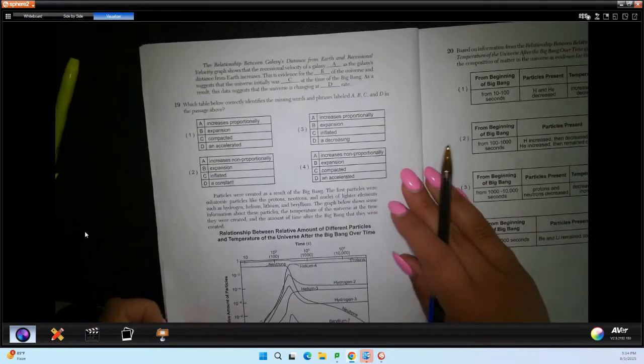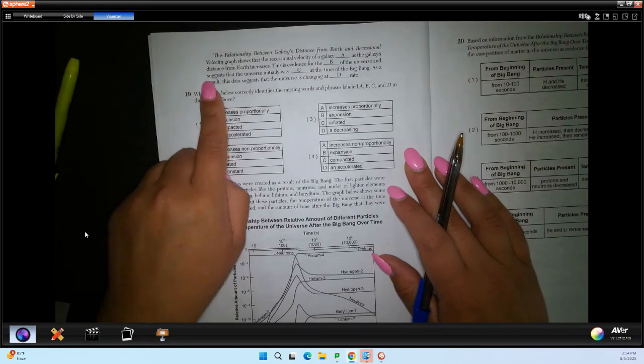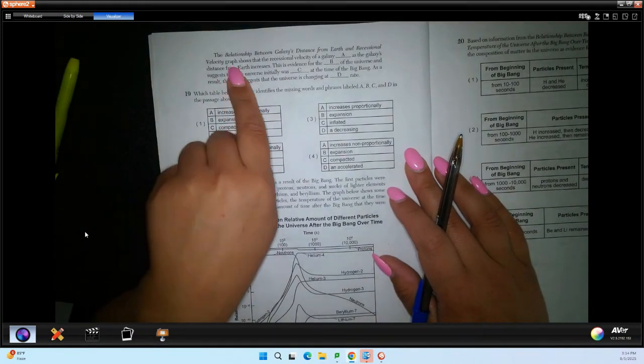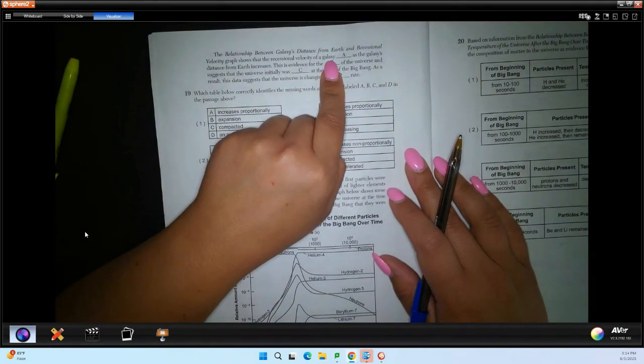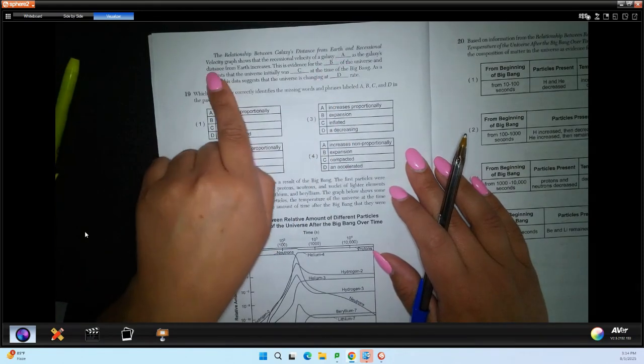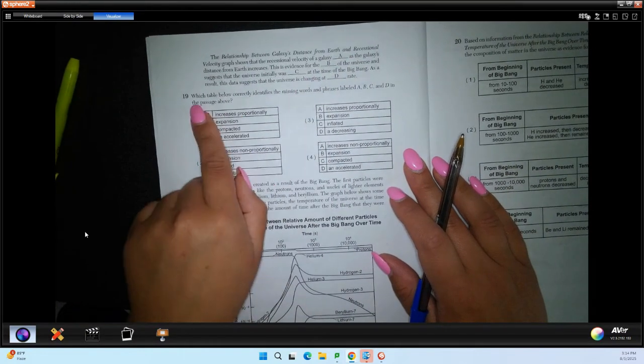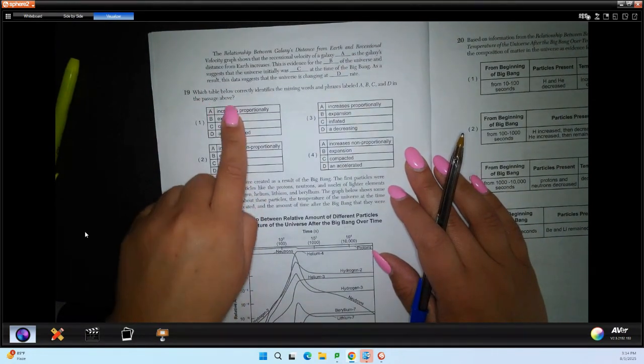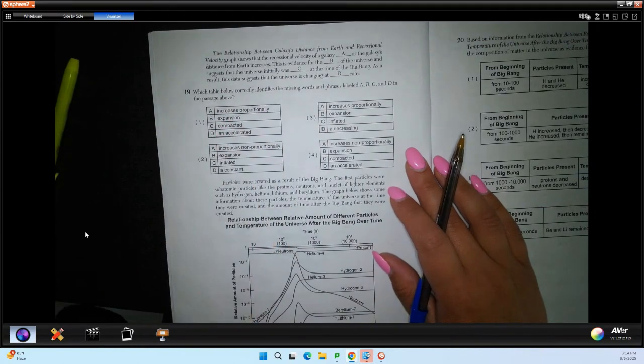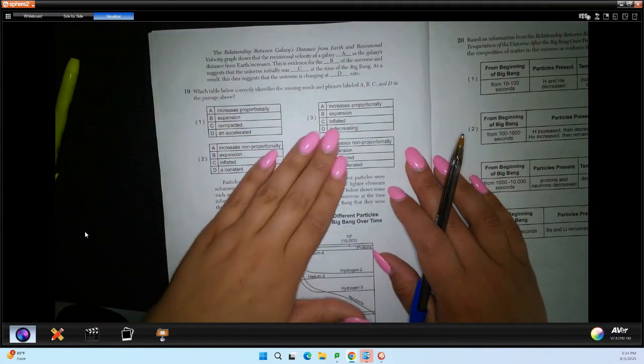Okay. So question 19 says the relationship between galaxies' distance from Earth and recessional velocity graph shows that the recessional velocity of a galaxy blank as the galaxy's distance from Earth increases. So I have these lines with letters, and it looks like it's asking me to complete the paragraph using the words that are given to me in each table.